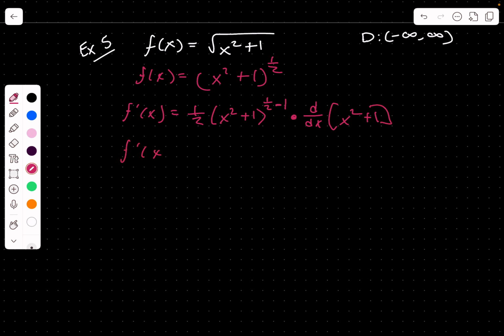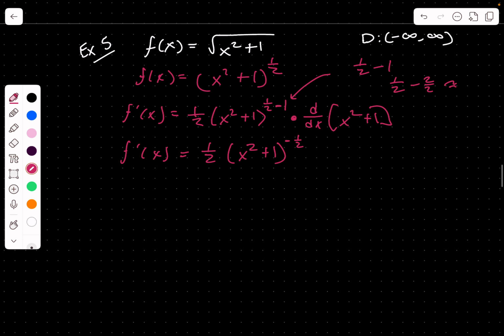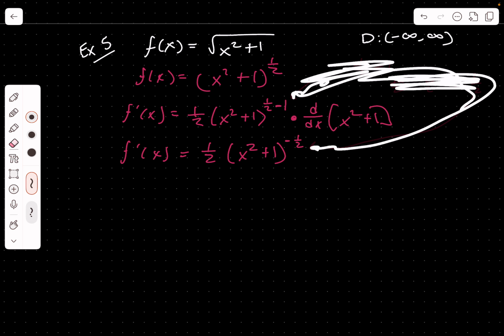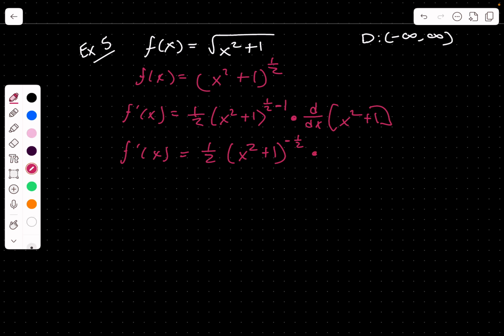So we get f prime of x equals 1 over 2 times x squared plus 1 to the negative 1 over 2, because if we look at this guy over here, when we make it so that they have the same denominators, we get 1 over 2 minus 2 over 2, and that's just going to give us negative 1 over 2, which is where we get it from, right? Okay, just making sure you're following. All right, then it's getting multiplied by the derivative of the inside, and the derivative of the inside is literally just going to be 2x to the first power.